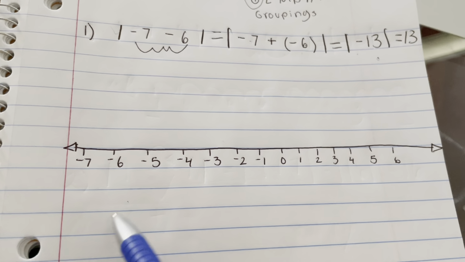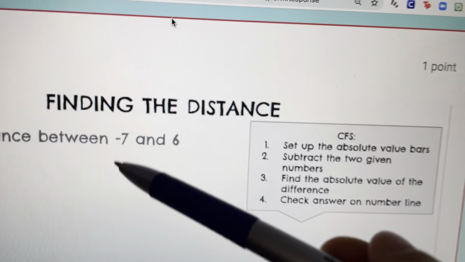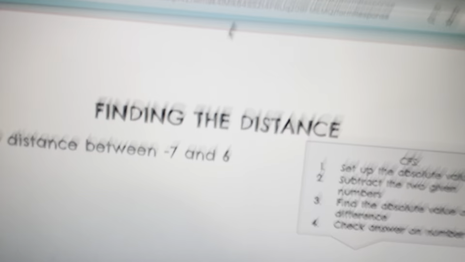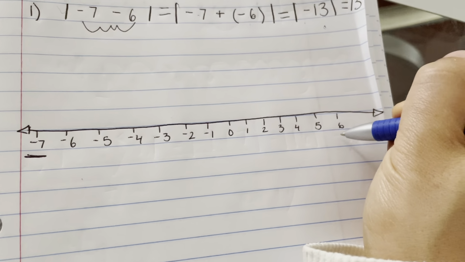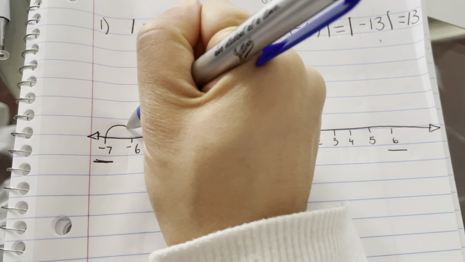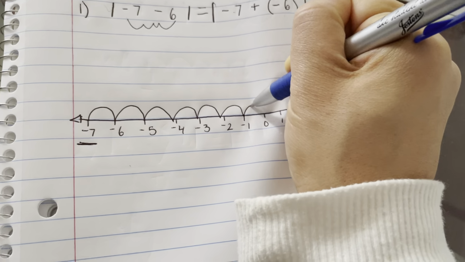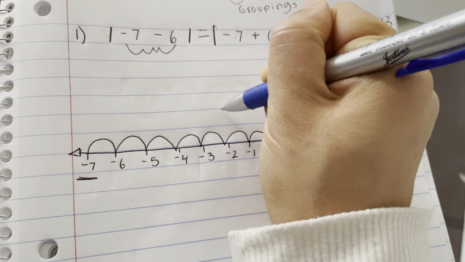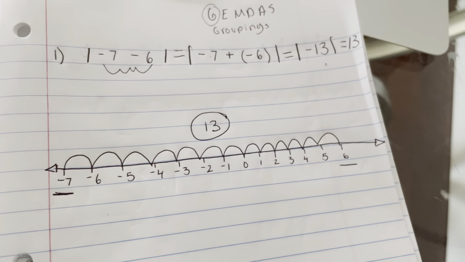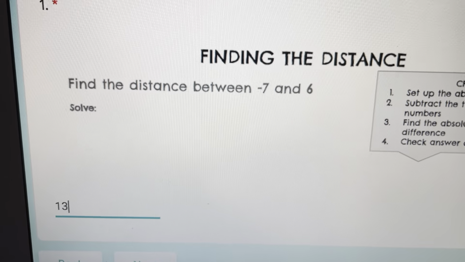So I drew this one out from -7 to 6 because it's asking me the distance between these 2 given numbers. So don't focus on this; you would focus on what it's asking you. And then I would count. So the distance between -7 and 6, I would count the spaces. That's 1, 2, 3, 4, 5, 6, 7, 8, 9, 10, 11, 12, 13, until my answer is 13. And then you just type it right here. There you go.